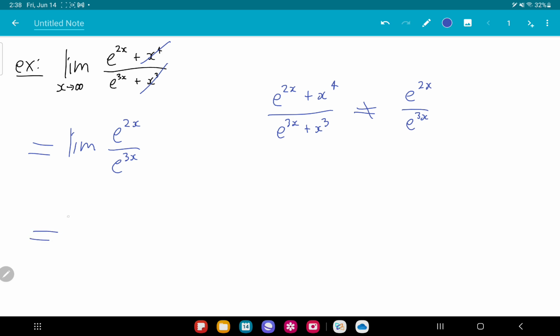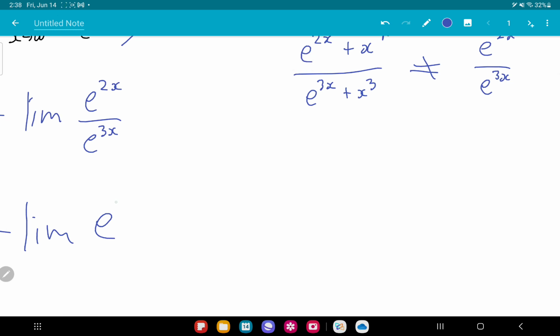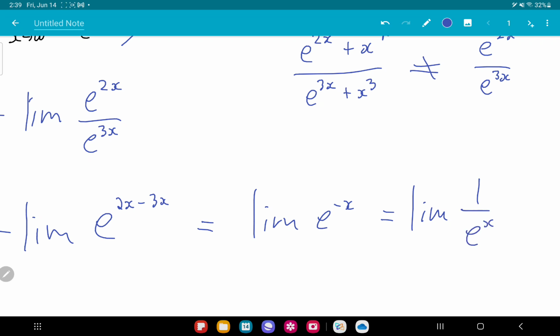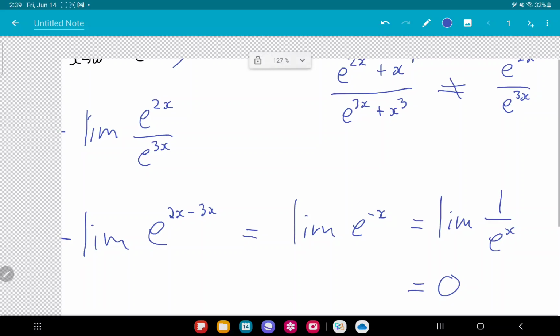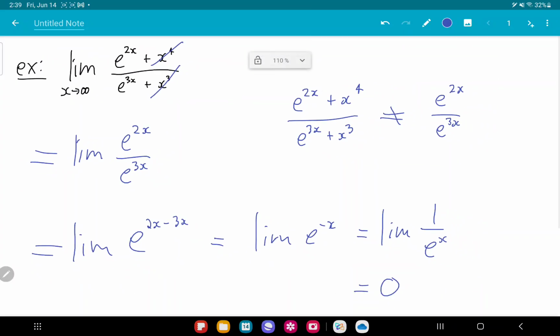Okay. So we get limit, and here we can simplify. We got the same base, so we can subtract exponents. So we get e to the 2x minus 3x, which will be the limit of e to the negative x, which is the limit of 1 over e to the x. And that's 0. Okay, 1 over infinity, 0. Okay, so that's dropping non-dominant terms.